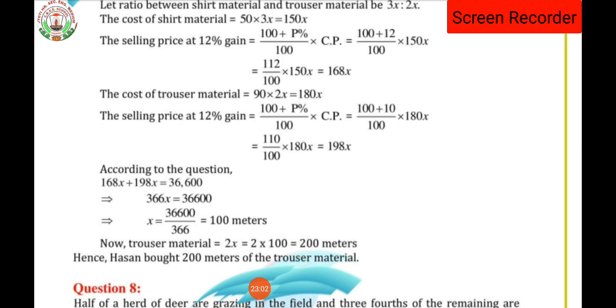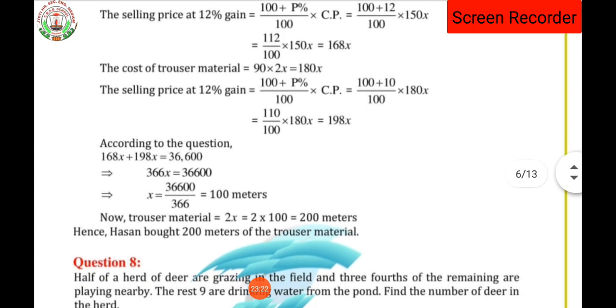Then according to the question, दोनों का शर्ट और ट्राउज़र का सेल होना चाहिए, वो 36,000 है. So 168x plus 198x is equal to 36,000. So adding that we will get 366x is equal to 36,600. Dividing that we will get the required answer as 100 meter.